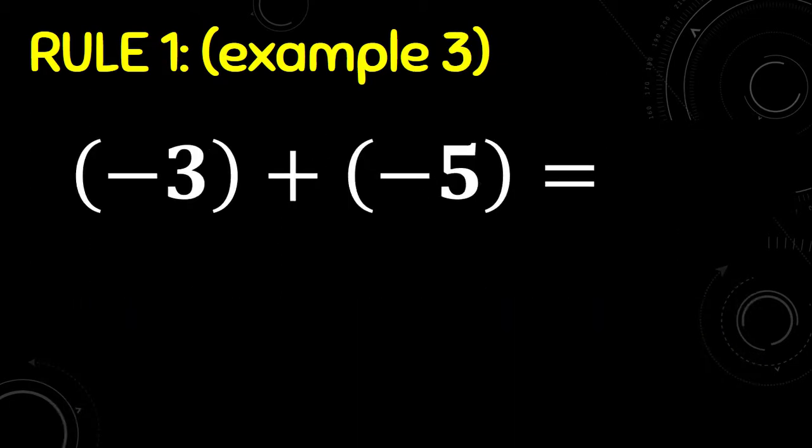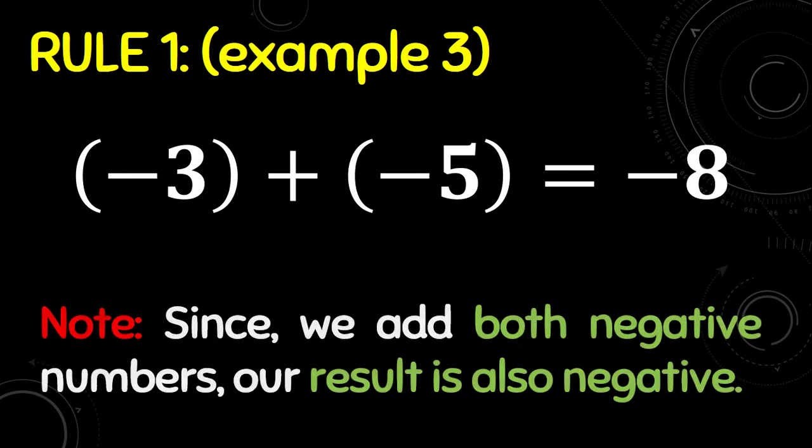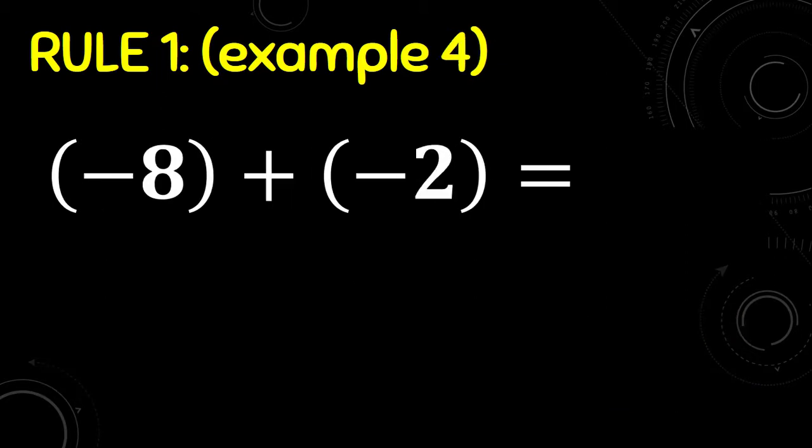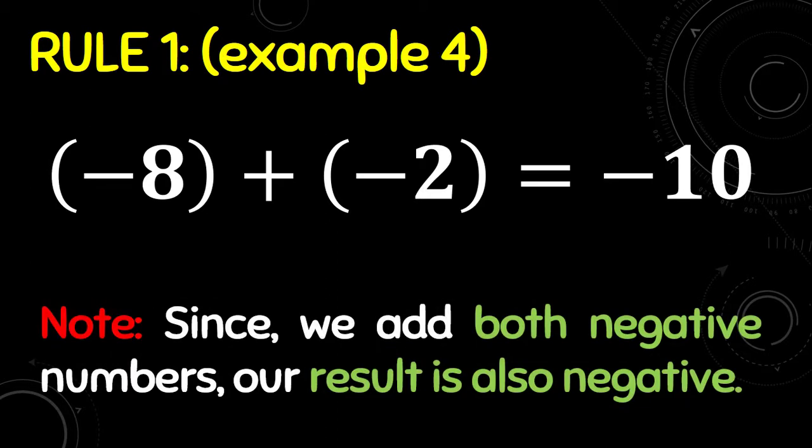Another example, we have here negative 3 plus negative 5. The result is negative 8. Note, since we add both negative numbers, our result is also negative. Example 4, we have here negative 8 plus negative 2. The result is negative 10. Again, we add both negative numbers, so our result is also negative.